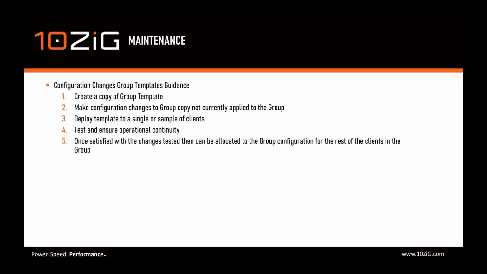So when you make configuration changes at the group level, ideally create a copy of the group template, make configuration changes to the group copy not currently applied to the group, and then deploy the template to a single client or a sample of clients. Test and ensure that the operational continuity is okay. And then once you're satisfied with the changes tested, allocate the new template to the group configuration so that it can then be deployed to your remaining devices.